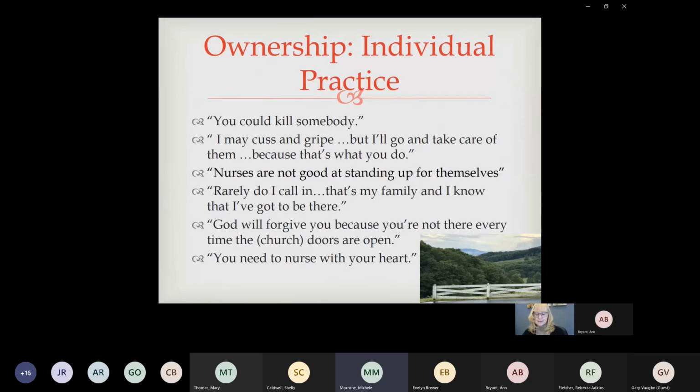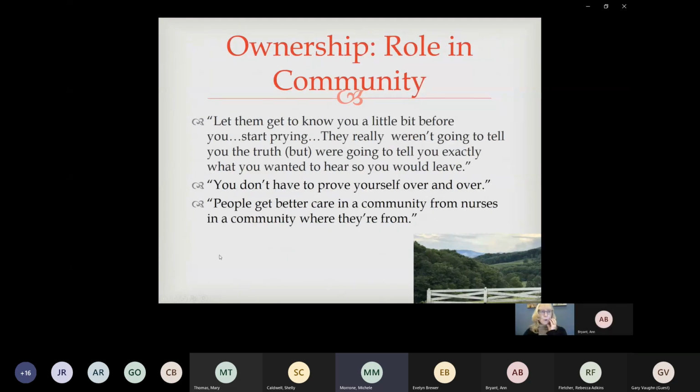And most of all, they recognize the degree of investment and responsibility they've undertaken. "You need to nurse with your heart, not with your mind, not just with your hands, and definitely not from your pocketbook." The role in the community was a sense of ownership.